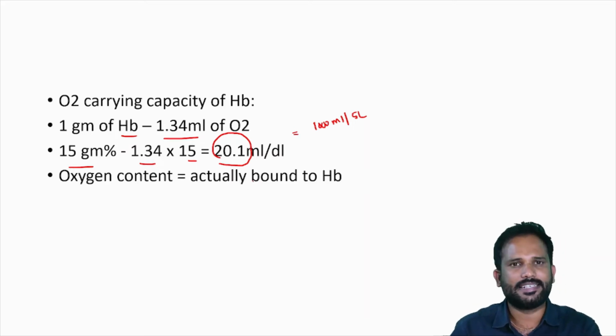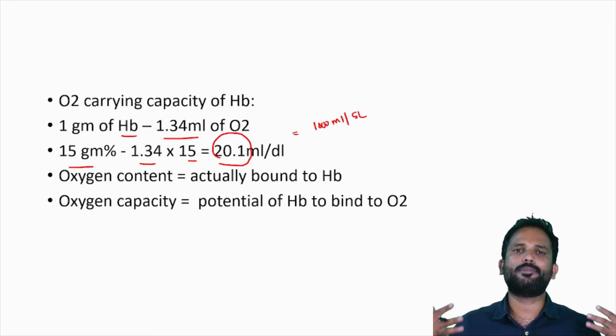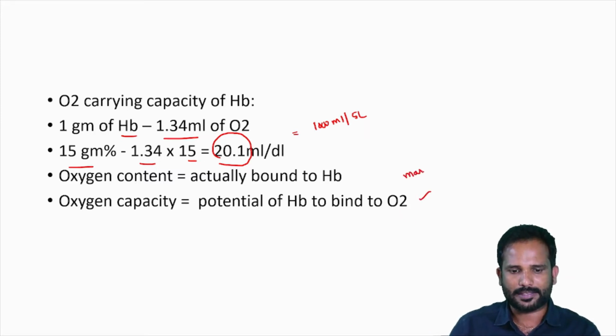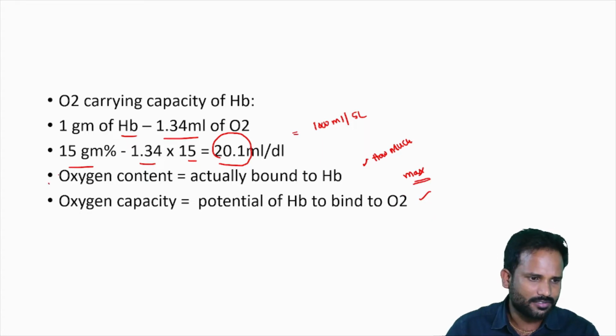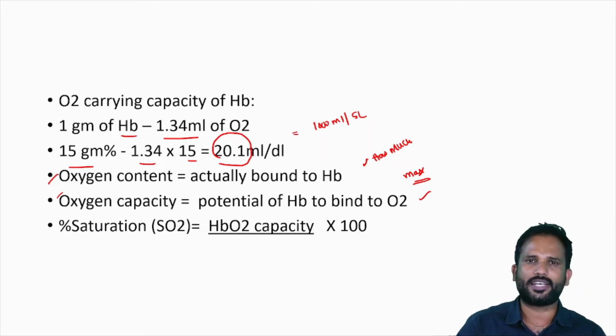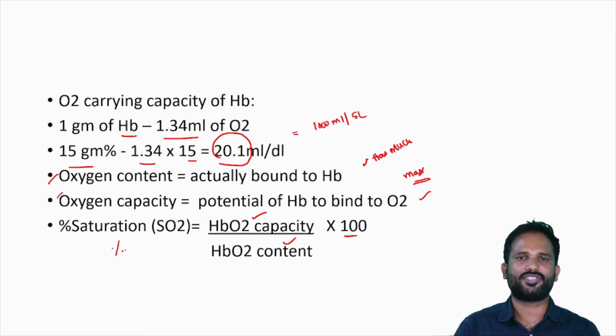And oxygen content is what is actually bound to hemoglobin, and oxygen capacity is the potential maximum ability of hemoglobin to bind to oxygen. So if it is bound maximally, oxygen content and oxygen capacity will be the same. With these two entities, we can calculate saturation of oxygen, which is oxygen content by oxygen binding capacity into 100. So it is percentage saturation of oxygen.